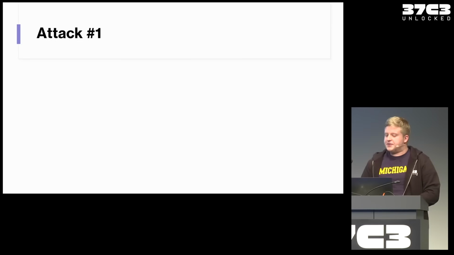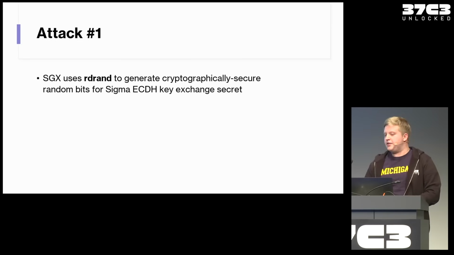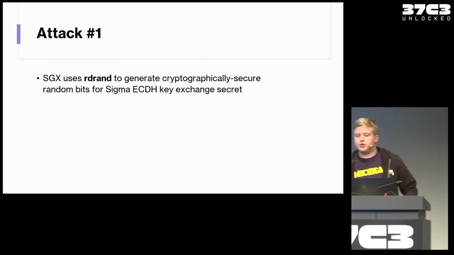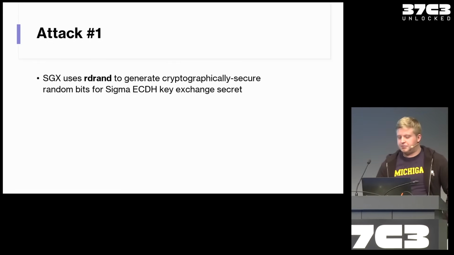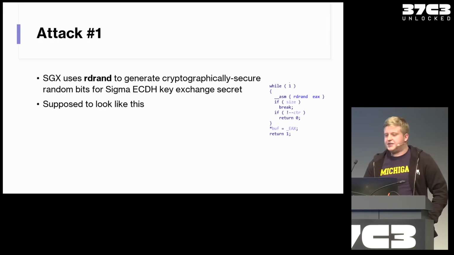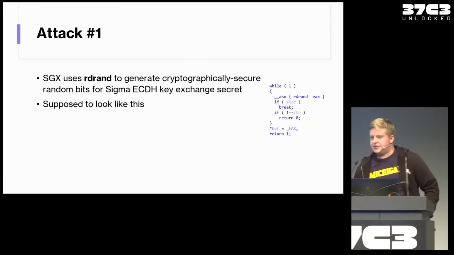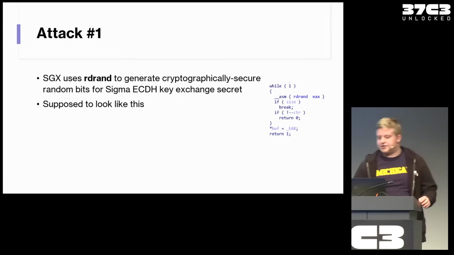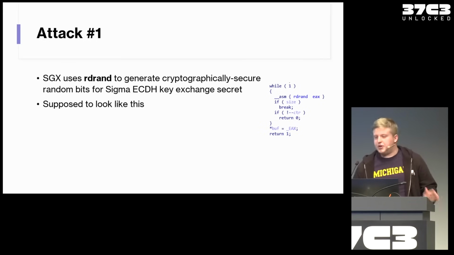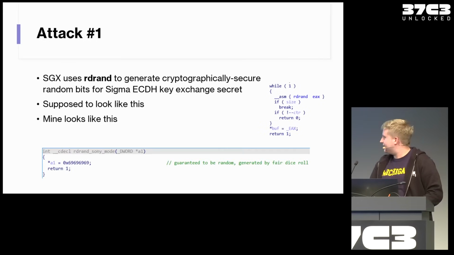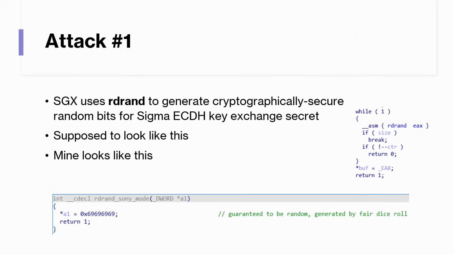Now, what can we do with this? Well, SGX uses RDRAND to generate the cryptographically secure curve points when they're doing the elliptic curve handshake. It's supposed to look like this. You can see it reading RDRAND values, and that's what it's going to use to generate the GAX, GAY curve points. Well, mine looks like this. I call it Sony mode.